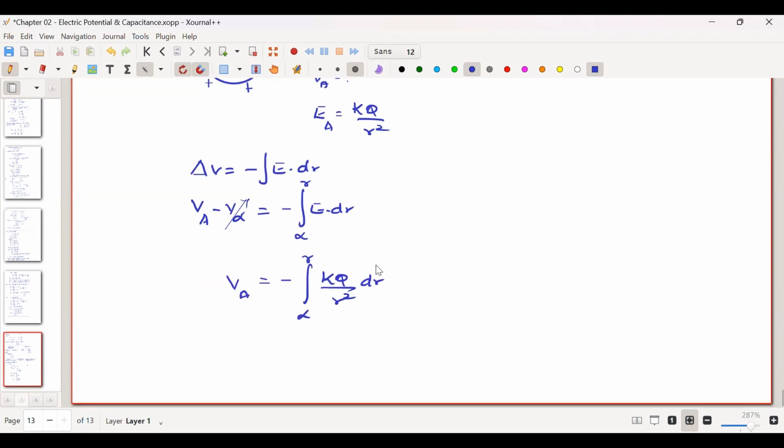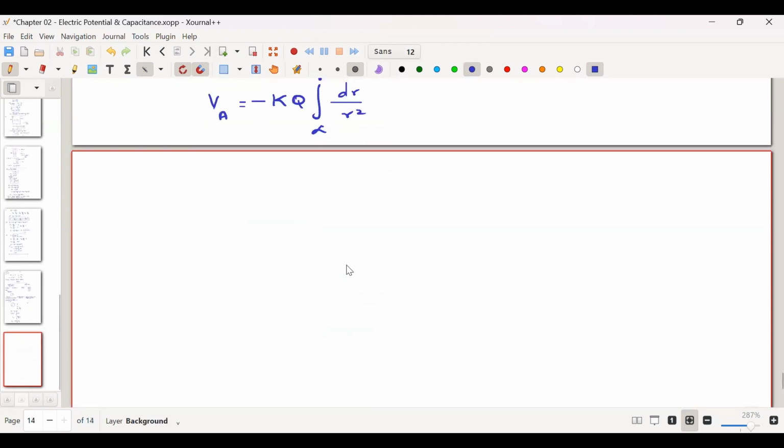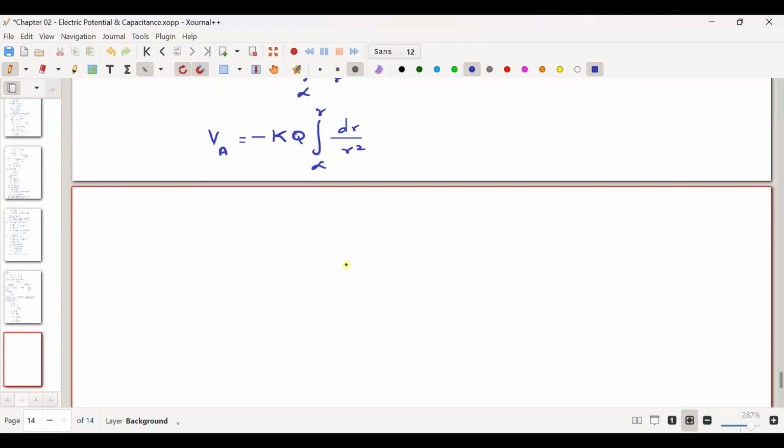Now here K is constant, Q is constant, so I can take this out. So potential at point A will be minus KQ integration of dr by R squared from infinity to R. Now what is the integration of 1 by R squared? Using R power n plus 1 by n plus 1, it will be minus 1 by R.